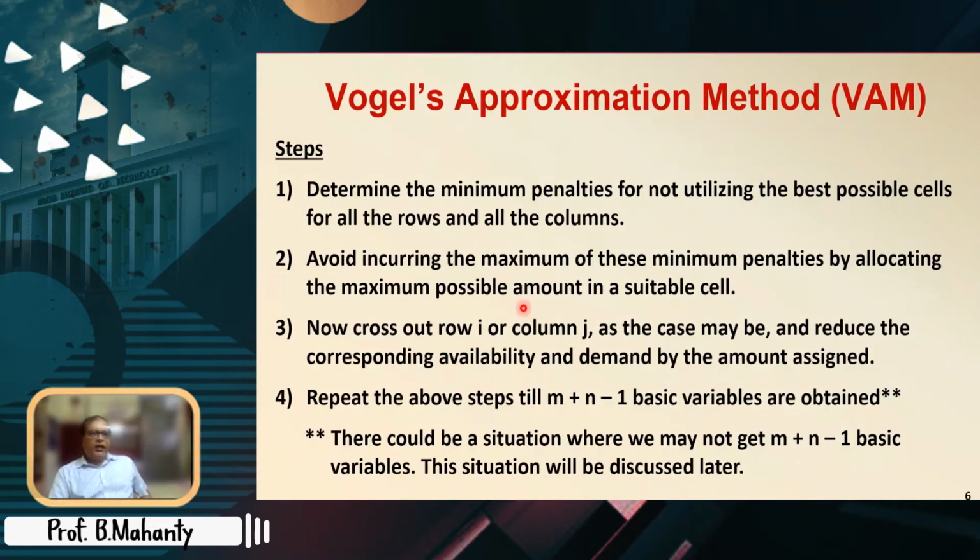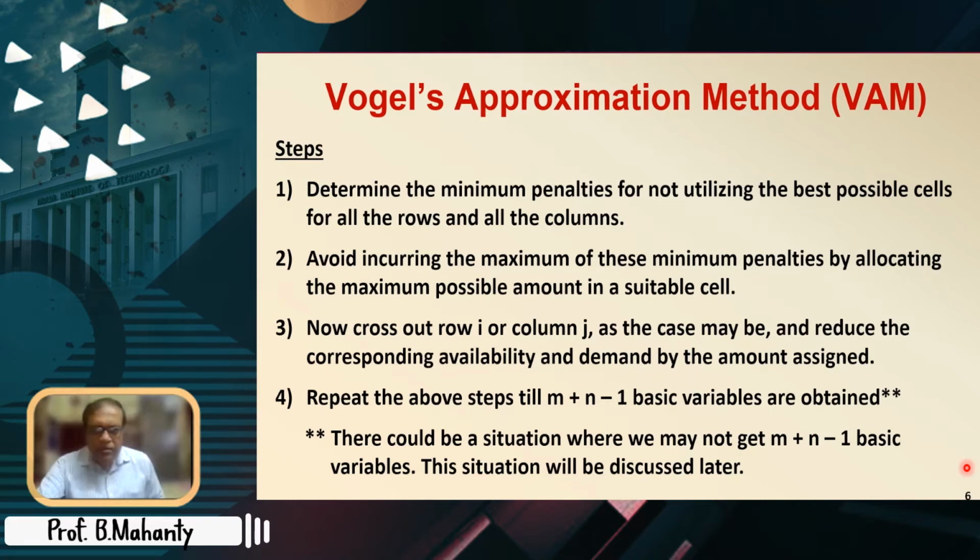Is it all right? After obtaining that particular cell, we have to allocate the maximum possible amount. Thereafter, you have to cross out the row i or column j, as the case may be, and reduce the corresponding availability and demand by the amount assigned. Is it okay? So ultimately you have to continue till all the basic variables are obtained.